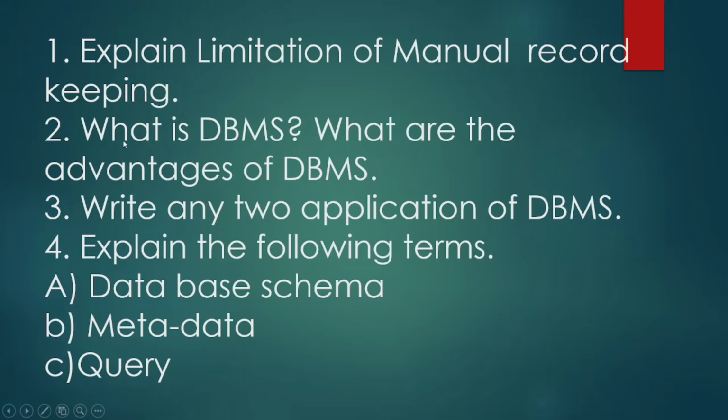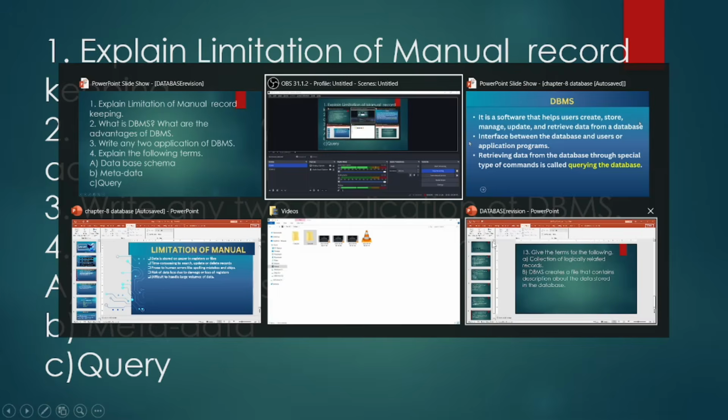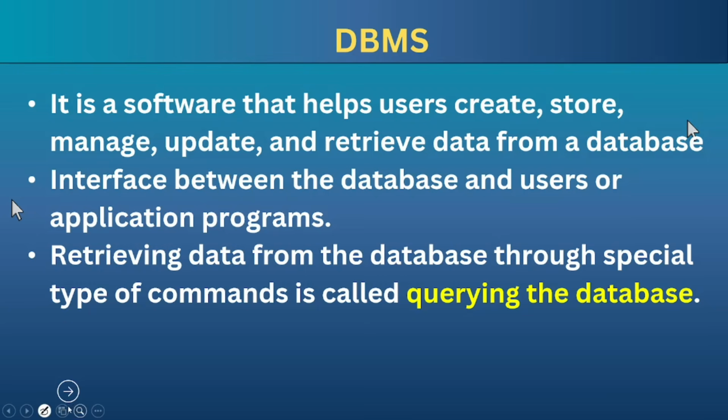So what is the next question? What is DBMS? What are the advantages of DBMS? So you have to mention what is the meaning of DBMS. You have to mention it is a software that helps users create, store, manage, update and retrieve data from a database. And you have to mention it is an interface between the database and users or application program. That will be the second point.